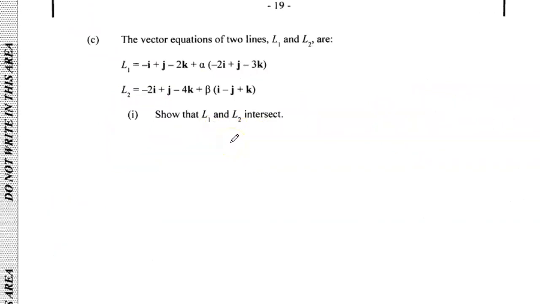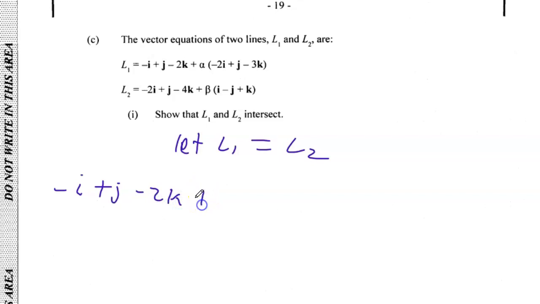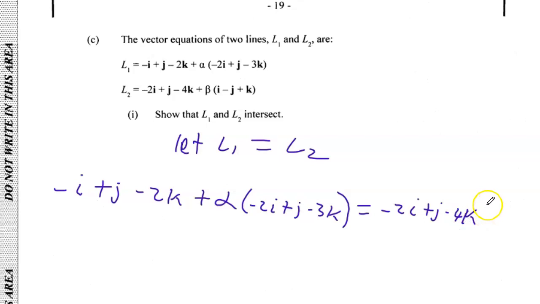Now we have two vector equations, L1 and L2, and we are asked to show that L1 and L2 intersect. So we're going to equate L1 and L2, let L1 be equal to L2, and see if we can find the point of intersection by equating coefficients of like terms. So L1, that's -i + j - 2k + alpha times (-2i + j - 3k). And we equate this to L2, which is -2i + j - 4k + beta times (i - j + k).